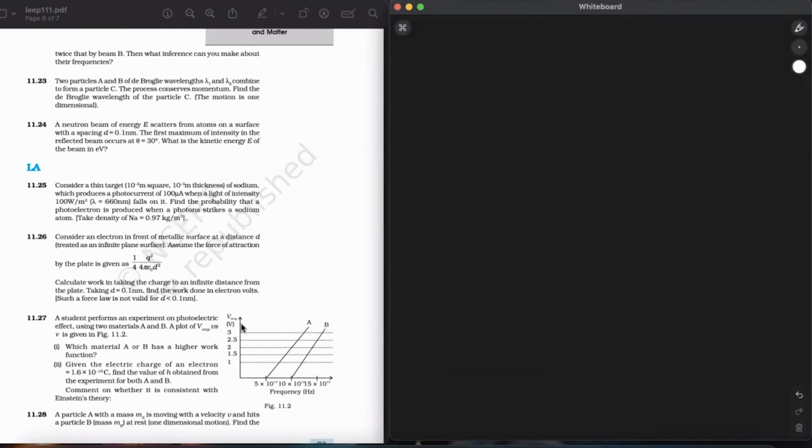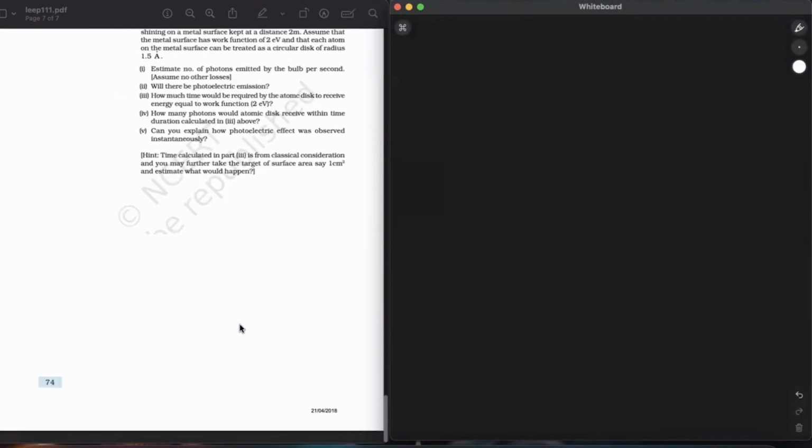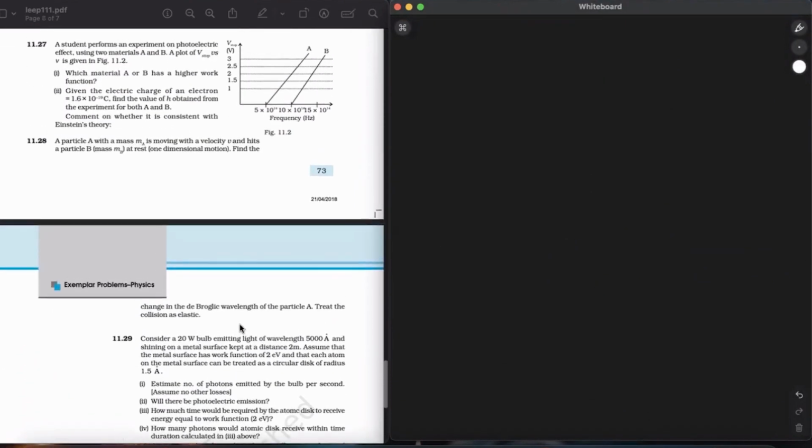Okay, so now we have question number 28. Last is question number 29. A particle A with mass m is moving with velocity v and it hits a particle B of mass mb, which is at rest initially. Now we have to find the change in the de Broglie wavelength of particle A. We have to treat the collision as elastic.